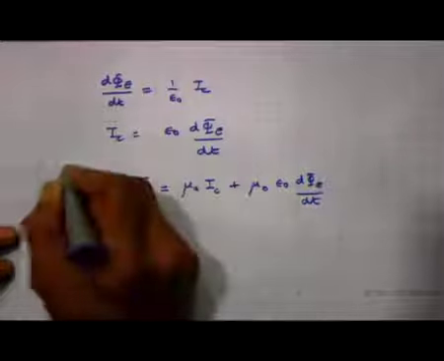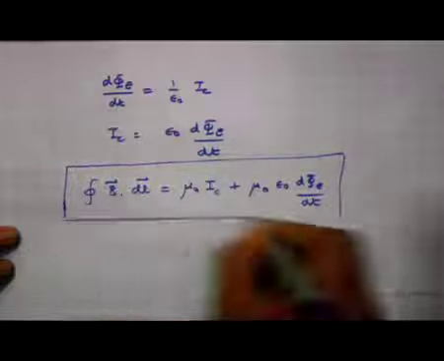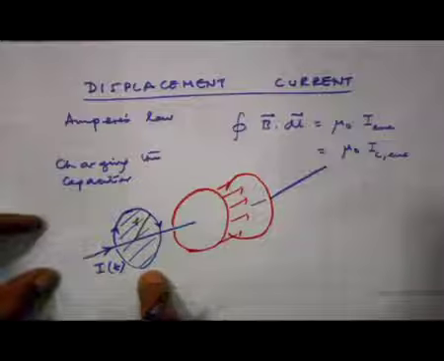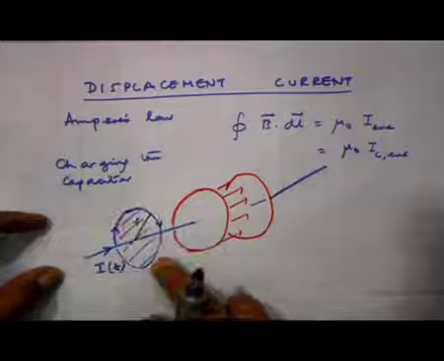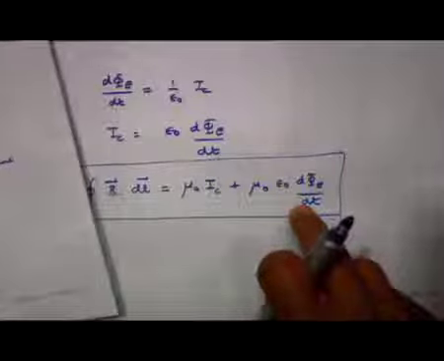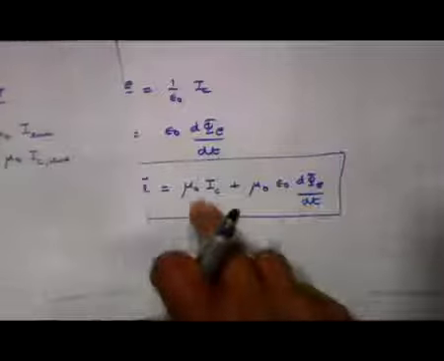So, let me modify the Ampere's law to this. Now, you see what happens if I take a surface which is like this, which I wrote before. If this is the loop of integration and if this is the surface, then the second term is 0, there is no electric flux, and the first term gives me mu naught I c.